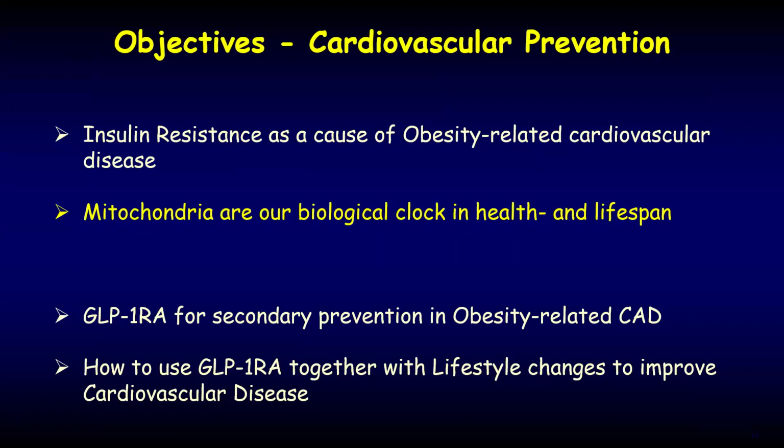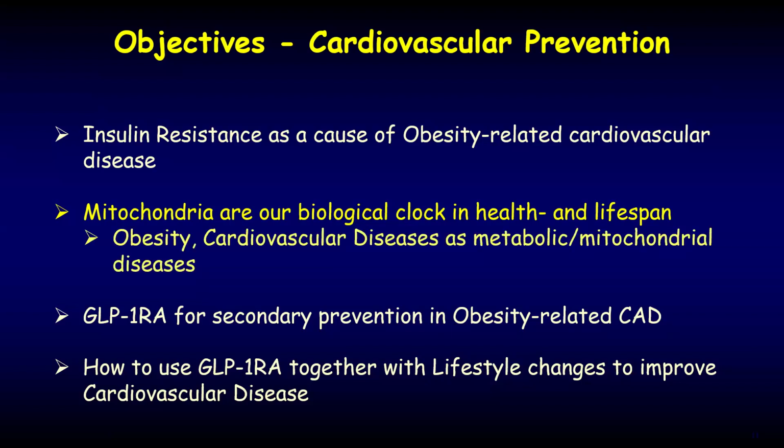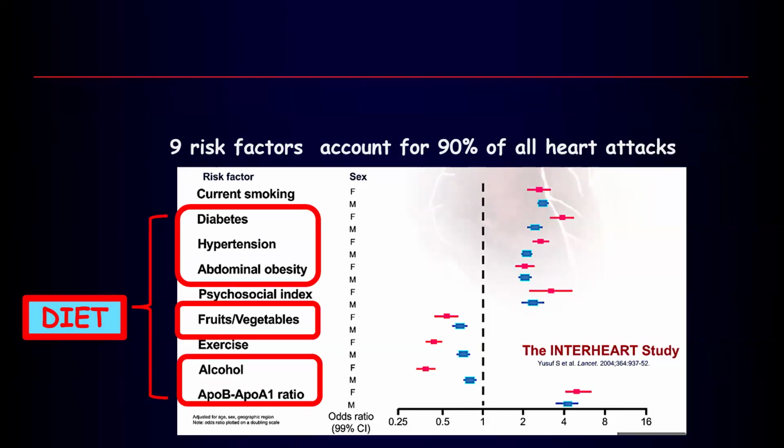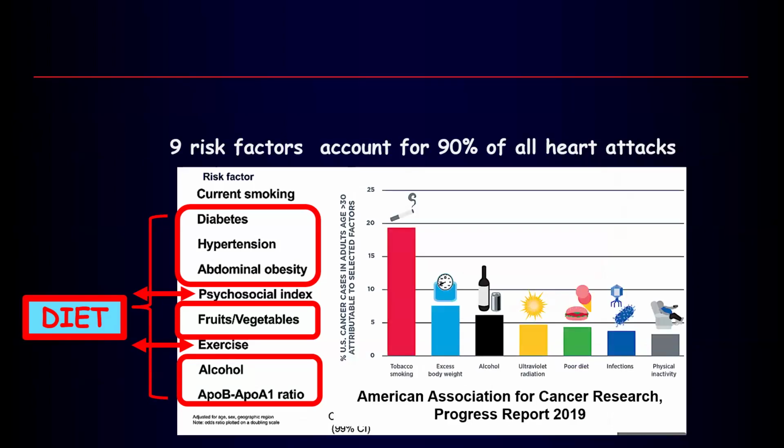But first, I want to show you that, believe it or not, everything related to human disease starts with mitochondria, which is our biological clock in health and lifespan that really underlies the link between obesity and cardiovascular diseases. So we have known now for at least a couple of decades that if you look at the main 9 risk factors that account for 90% of heart attacks, about 8 out of 9 are one way or another related to diet. And one could make a case that even the psychosocial index, somebody stressed and poor, could be related to the diet too.